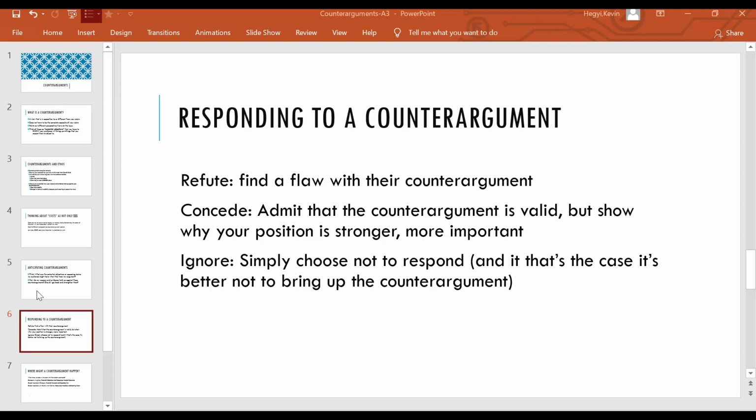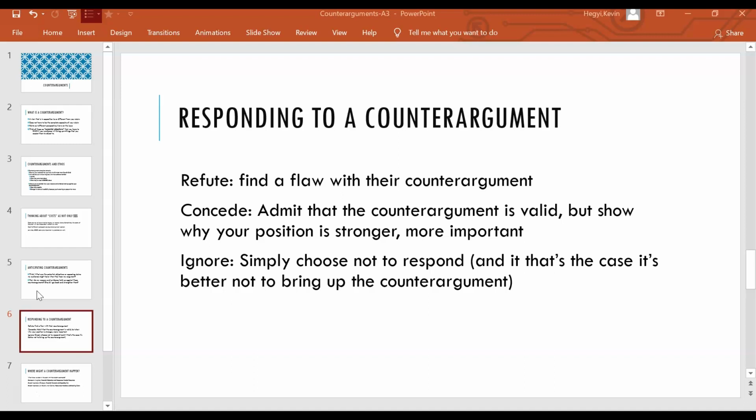So you're admitting that the counter argument is valid. You can say, that is a really good potential objection you raised, but here's why we're going to move past it, and here's how we're going to adapt to this situation and move on a little further. Or you can ignore it.